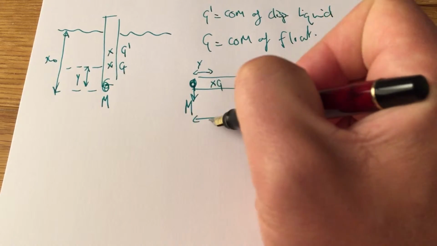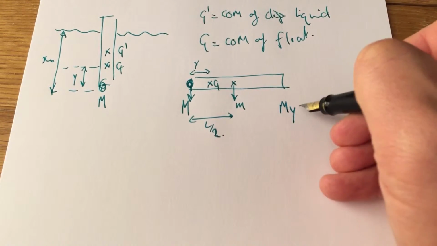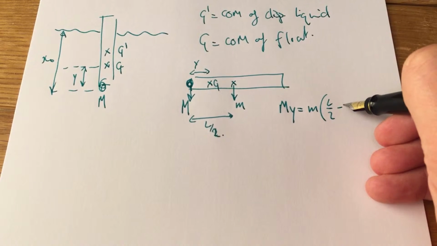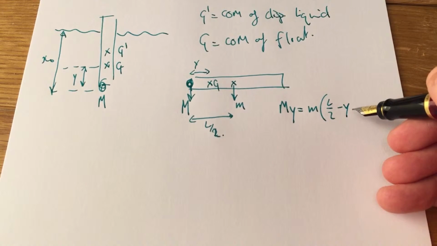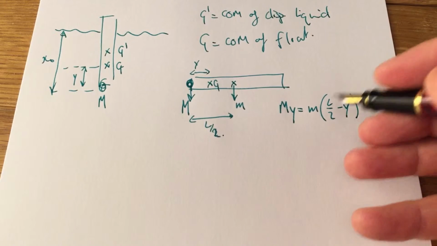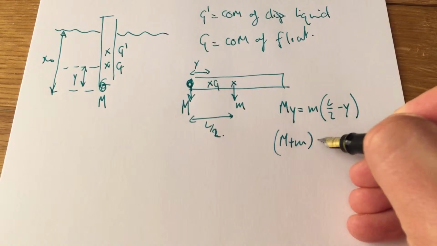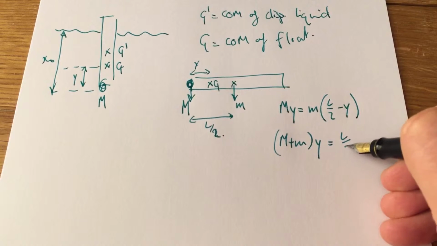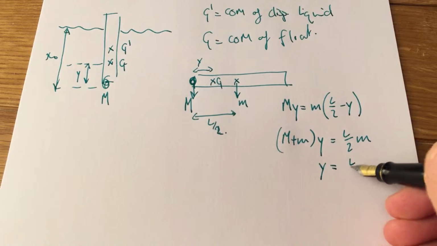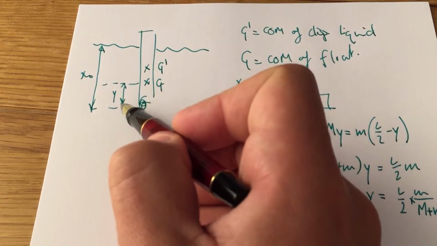And I also know that this is going to be L over 2. So very simply, with a little bit of moments, m times y is going to equal M times (L over 2 minus y). Let's do a bit of rearrangement then. Factorise the y out and drop it onto this side. So that means (M plus m) times y gives me ML over 2, and therefore y is ML over 2 times (M plus m). Okay, so that gives me a sense of where y is.